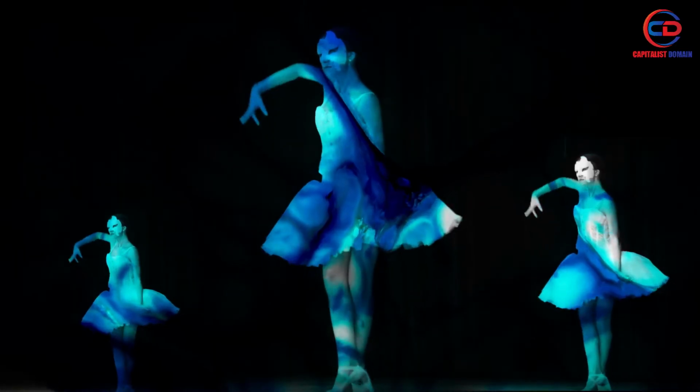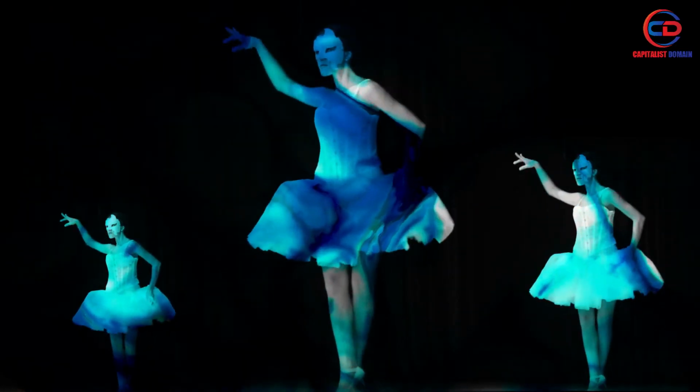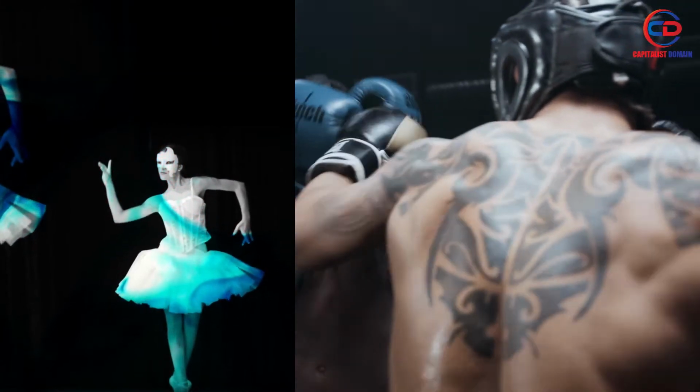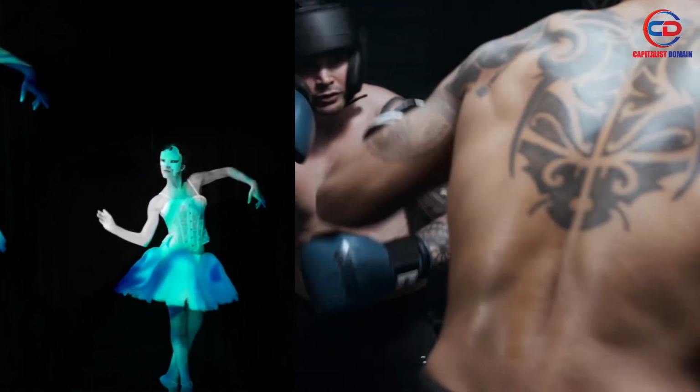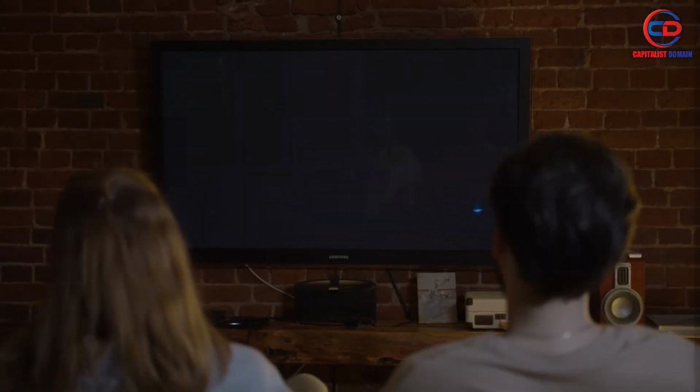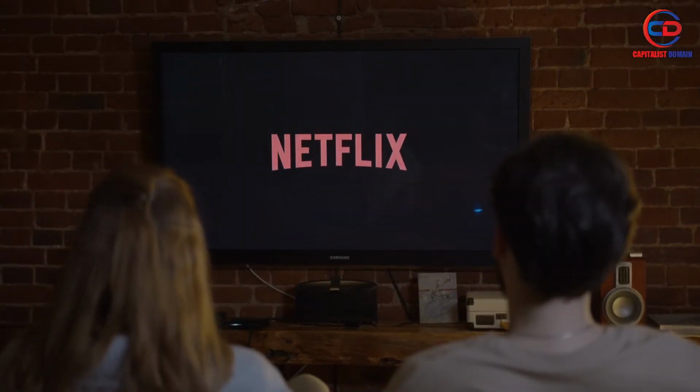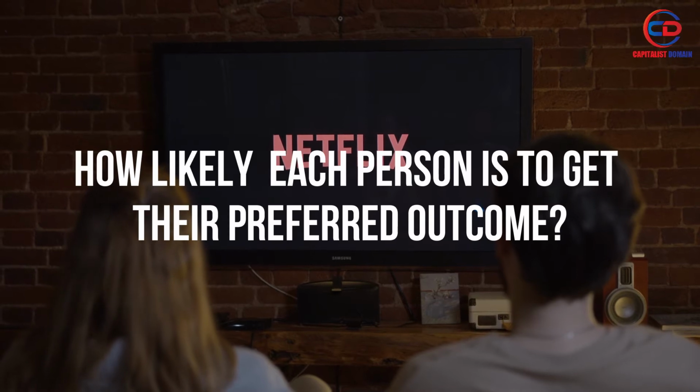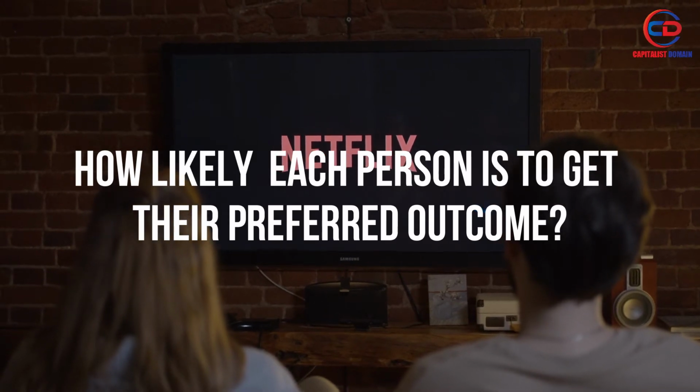The Battle of the Sexes is another famous game theory example. In this scenario, two people are trying to decide what to do on a Saturday night. One person wants to go to a ballet while the other would prefer to go to a boxing match. If they can't agree on an activity, they will both stay home and watch TV. The key question in this scenario is how likely each person is to get their preferred outcome.